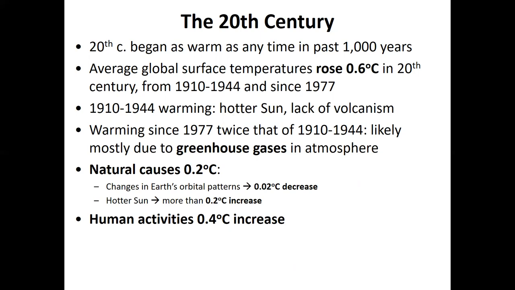And so of the 0.6 degrees centigrade warming over the century, natural causes can be accounted to contribute 0.2 degrees centigrade. Changes in Earth's orbital patterns account for about 0.02 degrees centigrade, and a hotter sun for more than 0.2 degrees centigrade increase. And the remaining 0.4 degrees centigrade increase is thought to be the result of human activities, production of more greenhouse gases.